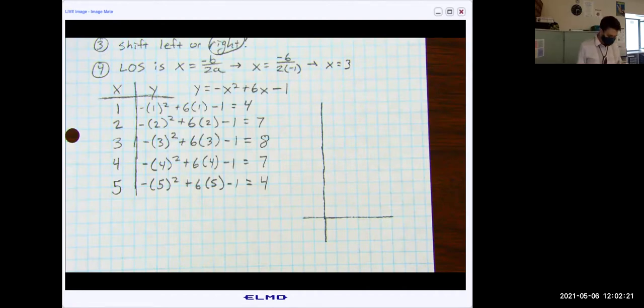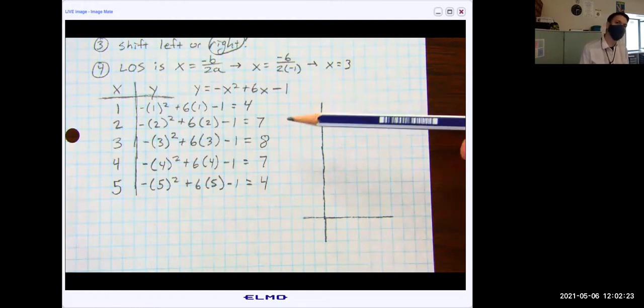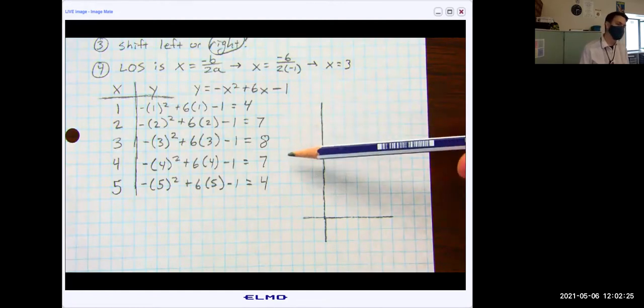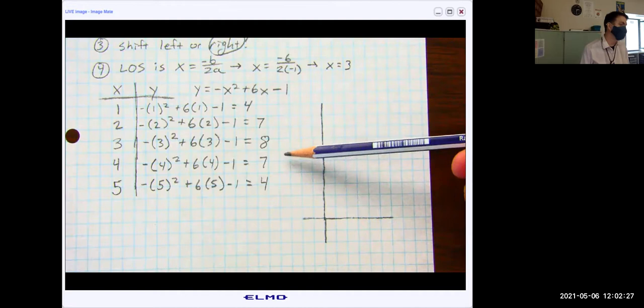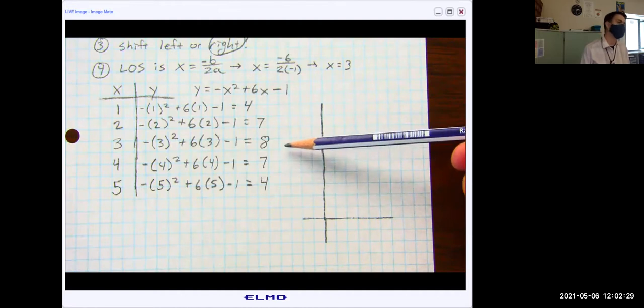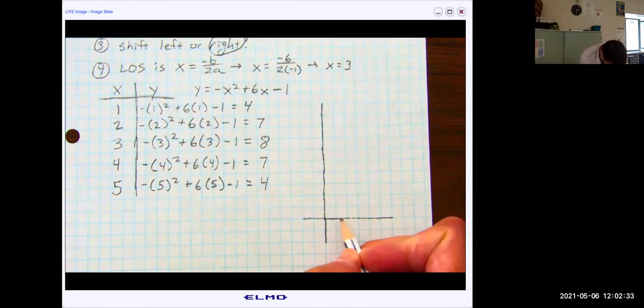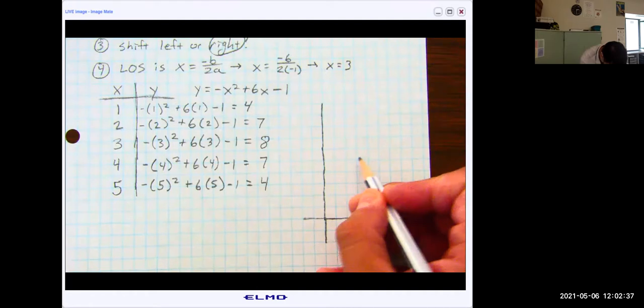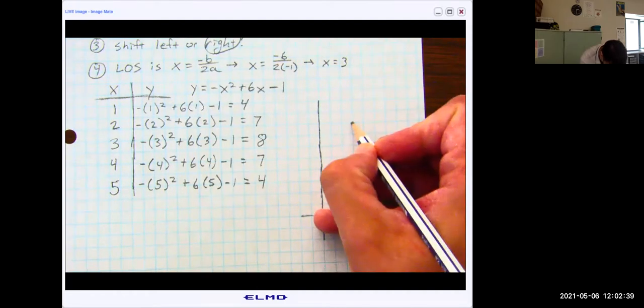Okay, so now I'm going to look through my table, and I'm going to take all my ordered pairs. And actually, it's nice to start with the LOS first, since that's going to be the middle. So when x is 3, y is 8. So I count over 1, 2, 3, and then up 8. 1, 2, 3, 4, 5, 6, 7, 8, right there.